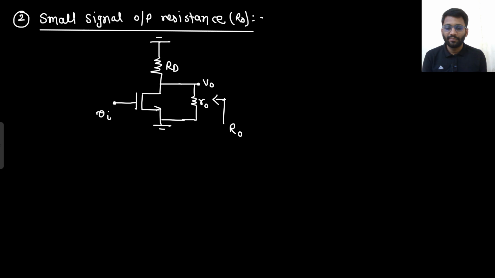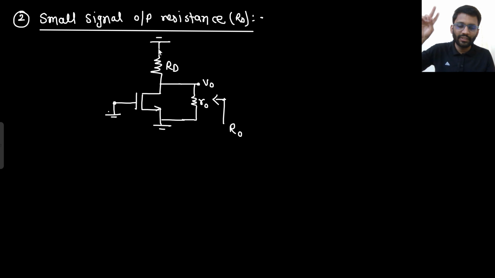What will you do? What did I tell you? How to find a port resistance? Short circuit or open circuit, basically nullify the independent sources. What is the independent source? Vin. Vin is an independent source. Nullify this, so Vin will be shorted. Is there any other source? No. VDD is already shorted. VGG is also already shorted because that is DC. And now small signal Vin is also shorted because that is an independent source.